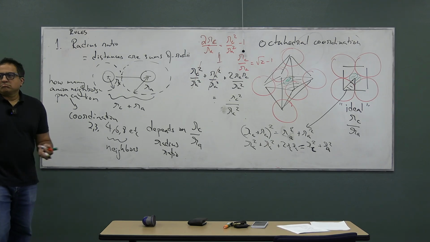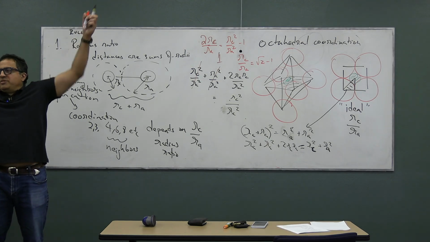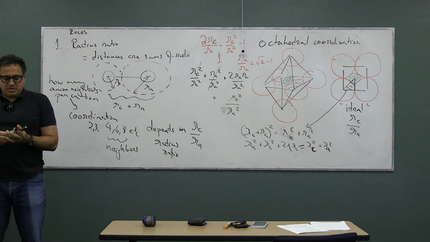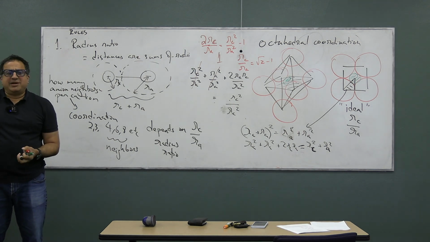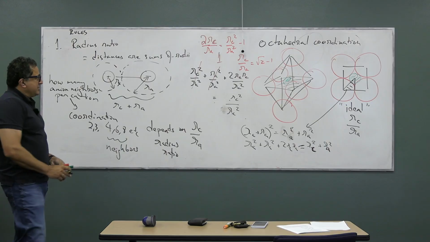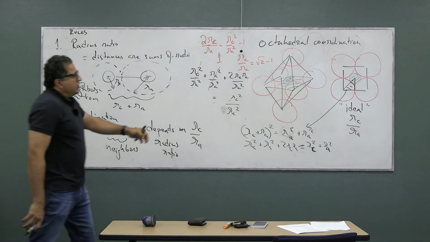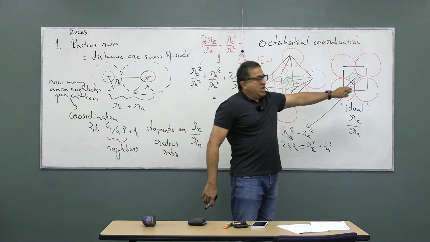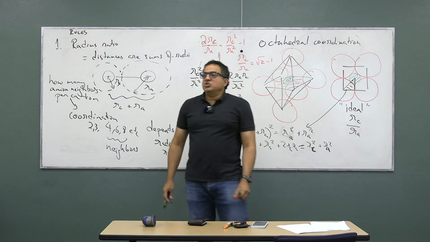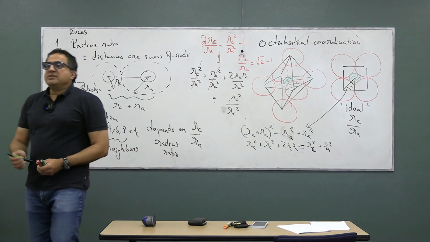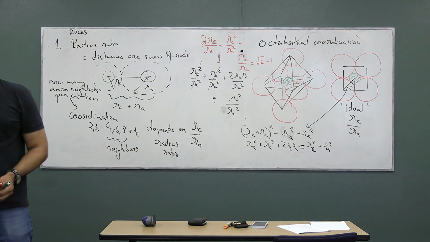Yes. Probably the first time I've done this right. I normally end up getting a quadratic equation. You don't want to solve the quadratic equation. Root 2 minus 1. So if this is a perfect fit, the ratio of the cation radius to the anion radius is 0.414.